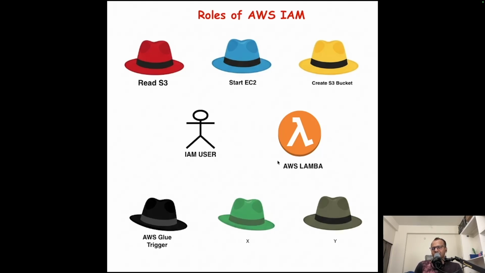Okay, now let's start. According to AWS documentation, they represent a role using the image of a hat. Now why do they represent a role using an image of a hat? Because a hat can be put on by an AWS Lambda or by an IAM user. Now what does that mean? Let's say the IAM user is wearing this hat, the hat of read S3. So this means the IAM user can read the data that is present in the S3 bucket.